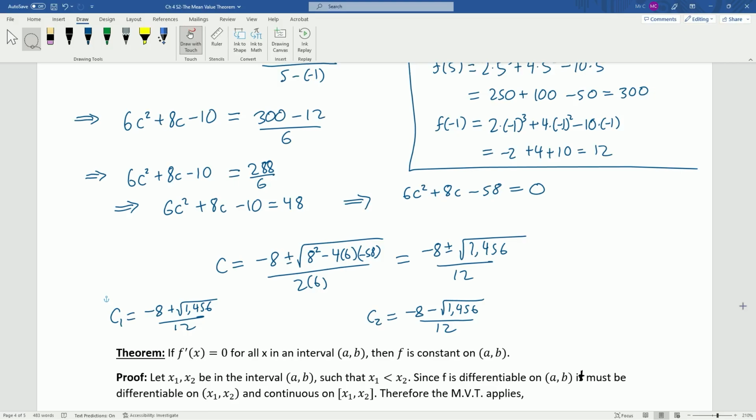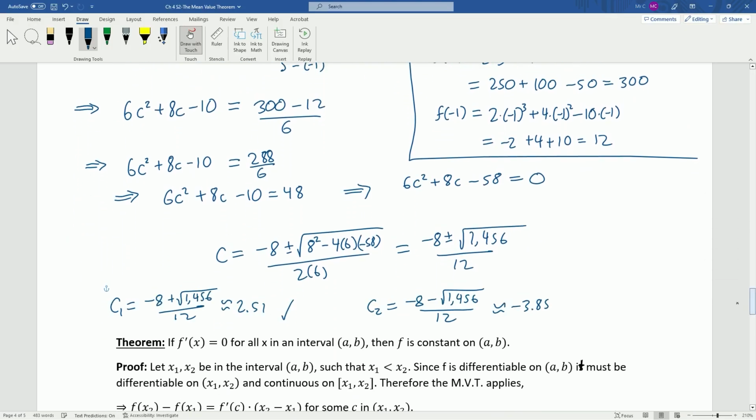So we get -8 plus that square root divided by 12. And I get approximately 2.51. So that seems fine. And then we get -8 minus that square root. And that's approximately -3.85. And our interval was from -1 to 5. So that one is not in the interval. So this is the only one that's in the interval.